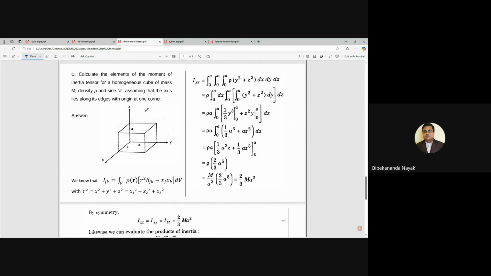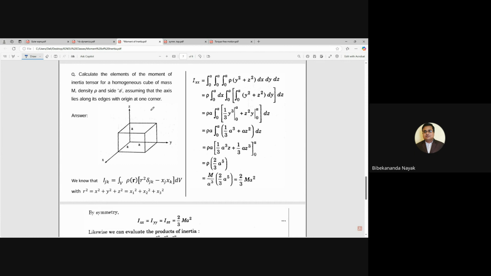Calculate the elements of the moment of inertia tensor for a homogeneous cube of mass m, density rho and side a, assuming that the axes lie along its edges with the origin at one corner. Using the formula I derived for Iij, you can calculate the moment of inertia of the object.